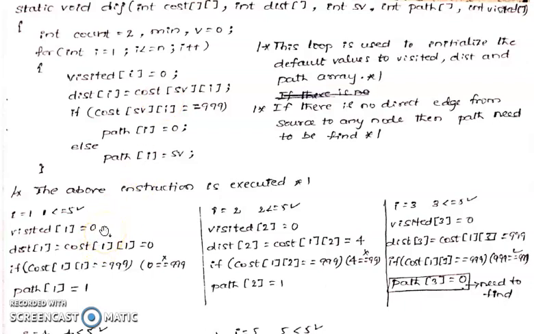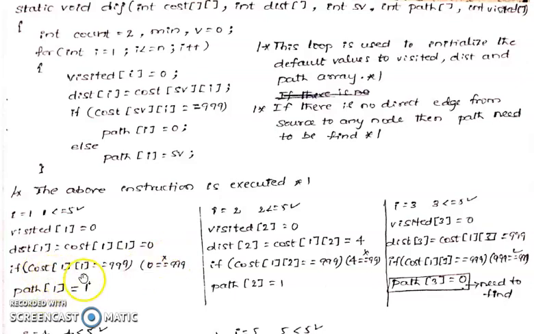Even though the source vertex is also not visited initially, our algorithm has still not yet started executing. Then the distance of I, for I equal to 1, is equal to the cost of source vertex comma I. That means from the source vertex to the actual vertex, what is the cost? The cost of 1 to 1 is 0.